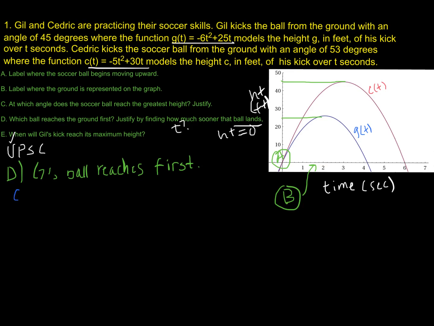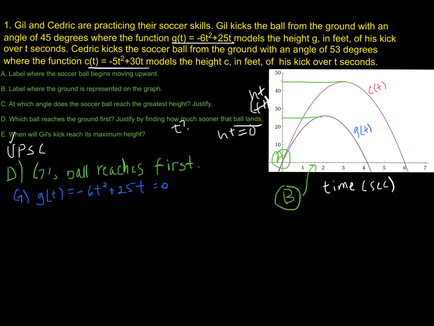I use blue over here. So when will Gil's ball hit the ground? Well, the equation for the height of Gil's kick is -6t² + 25t. And what we're going to do is set that equal to 0 and solve. So we set it equal to 0, and we're solving for t. Now, we could go through and actually use inverse operations to solve for t, but that would be a waste of time, right? We did the general case. That's why the quadratic formula is so helpful.